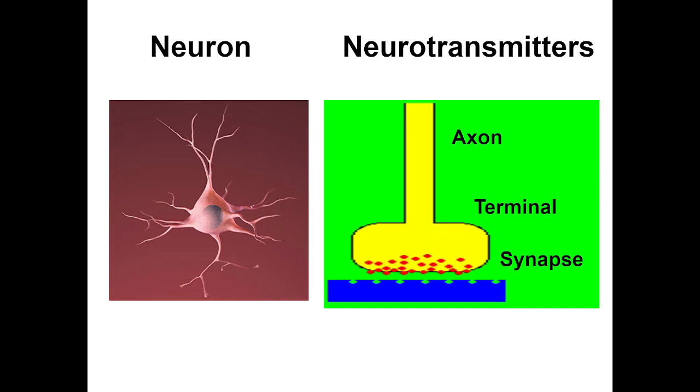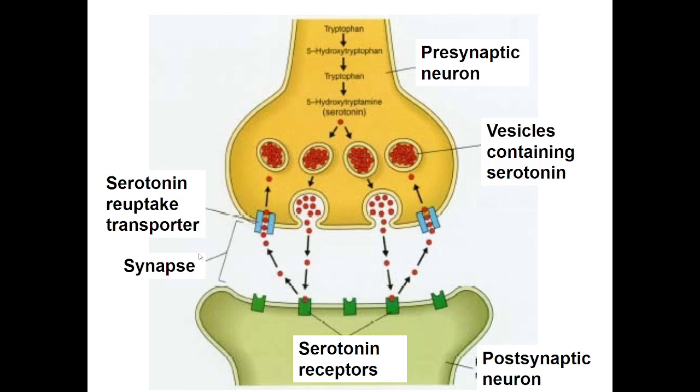Here's a neuron and a diagram of how neurotransmitters work. Here are the receptors and the neuron, where vesicles containing serotonin are contained in the neuron, and the serotonin comes out and connects with the receptors.